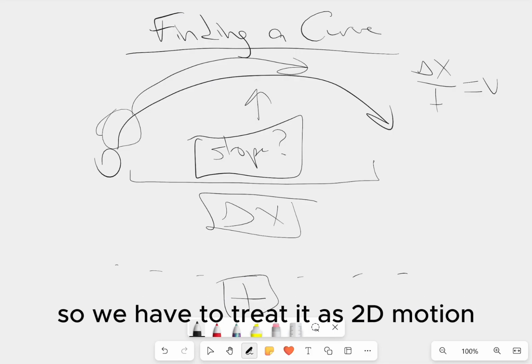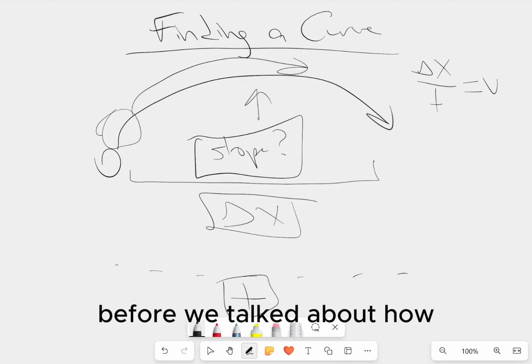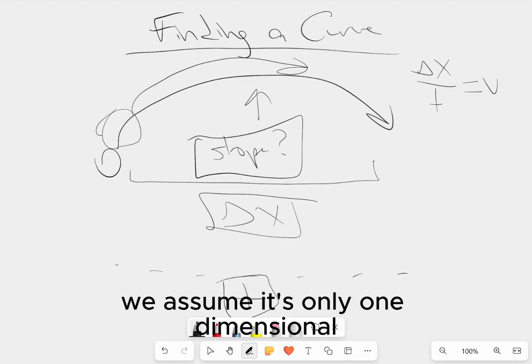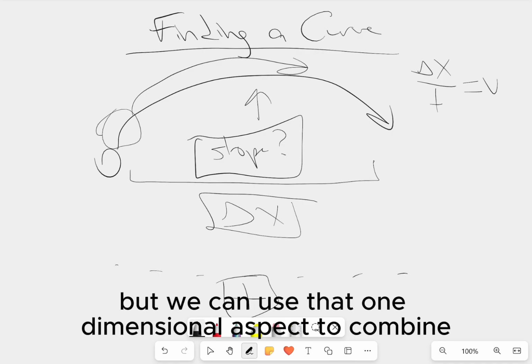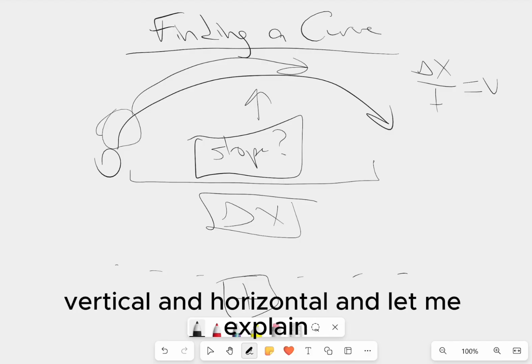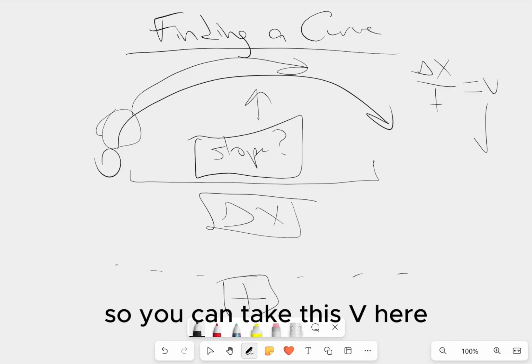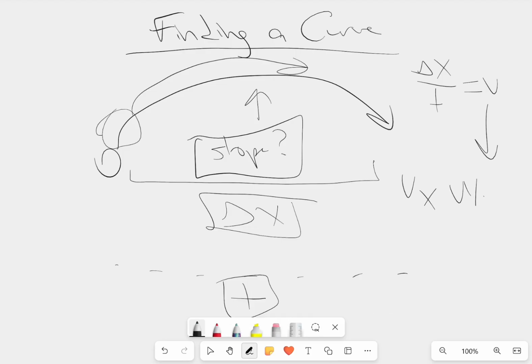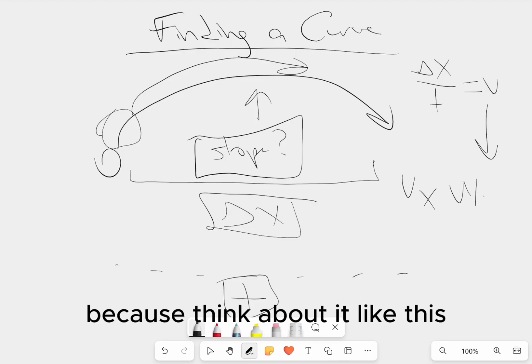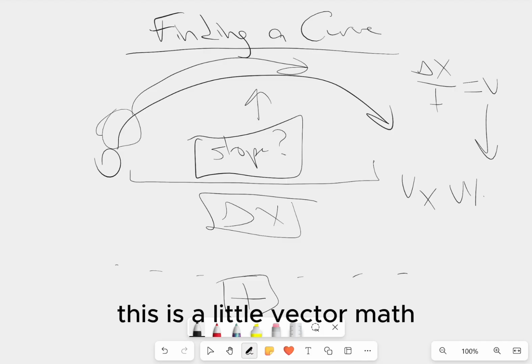So we have to treat it as 2D motion. Before we talked about how we assume it's only one-dimensional. That's true because we can't do calculus. But we can use that one-dimensional aspect to combine vertical and horizontal. And let me explain. So you can take this v here and you can break it up into components, vx and vy.